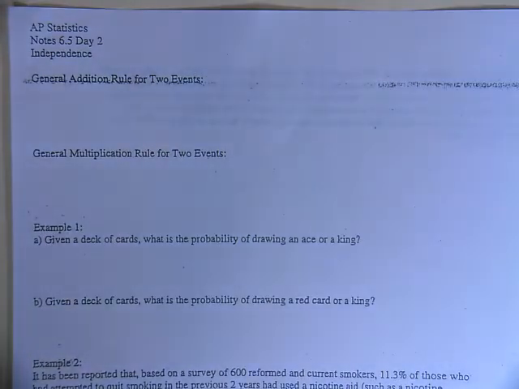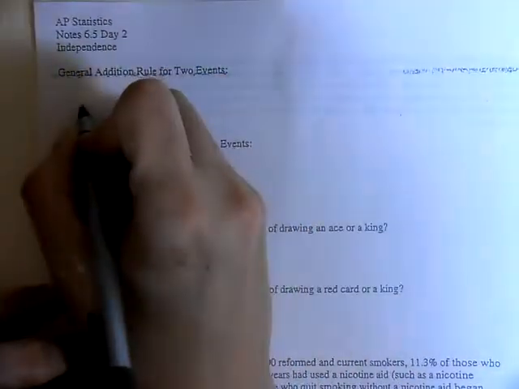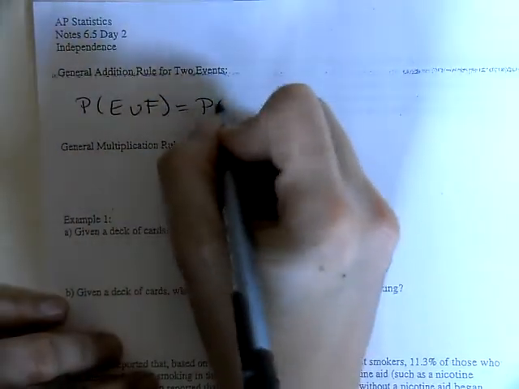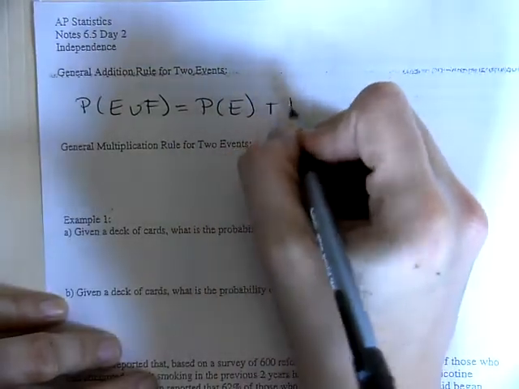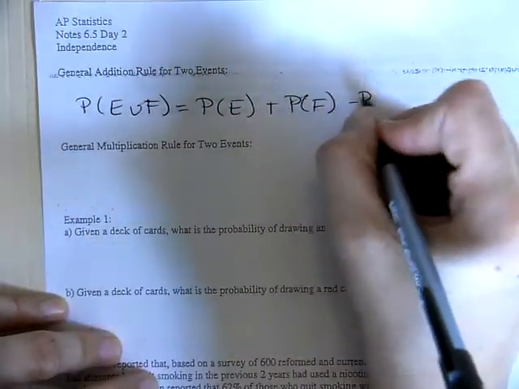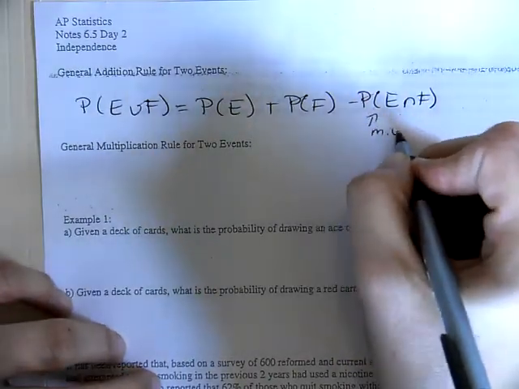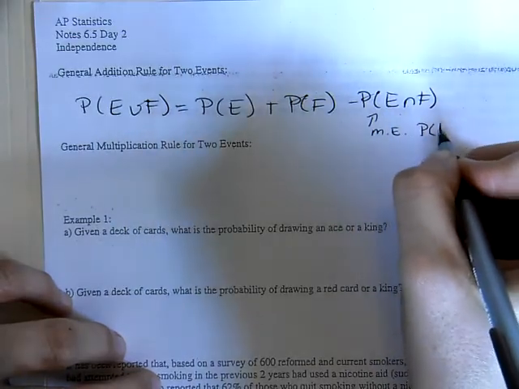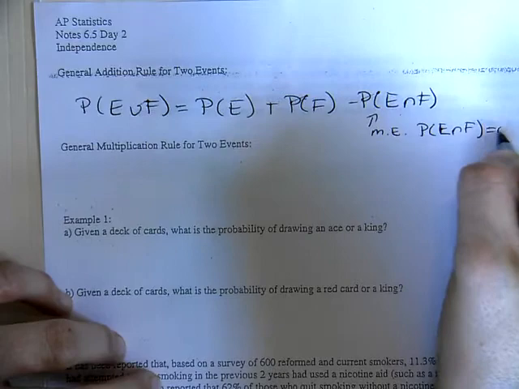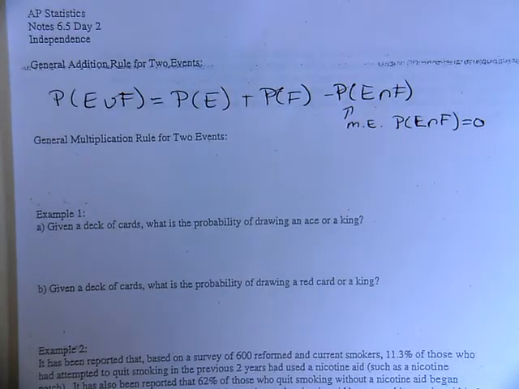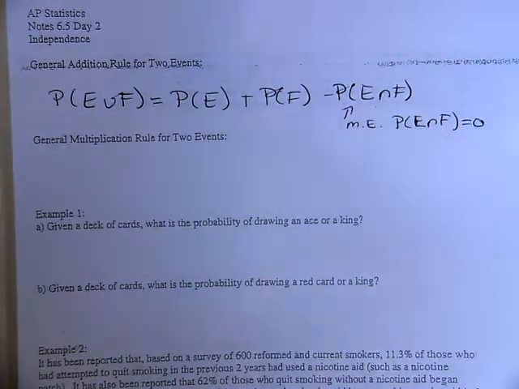Okay, Independence Day 2. A lot of this, again, is just more examples. We've seen these two rules already. The addition rule for two events: the probability that E or F happens is the probability of E plus the probability of F minus the probability of E and F, so the overlap. If they're mutually exclusive, remember, E and F usually equals 0. That's like when you pick one card or you roll one die, that kind of thing.